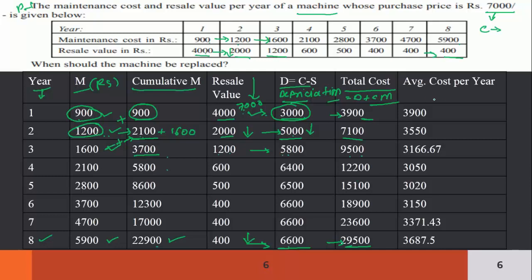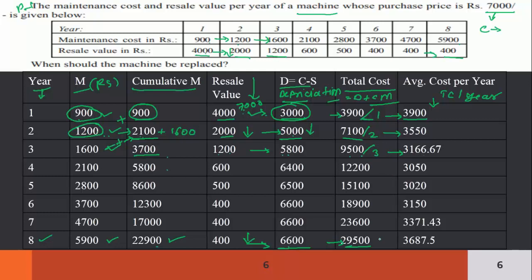Now the last important column is the average cost per year. The average cost per year is the total cost divided by the number of years. For the first year, the total cost is 3900, and we divide by 1, so the average cost per year is 3900. For the second year, we divide the total cost by 2, so I get the average cost as 3550. For the third year, it is 9500 divided by 3, so the average cost is 3166.